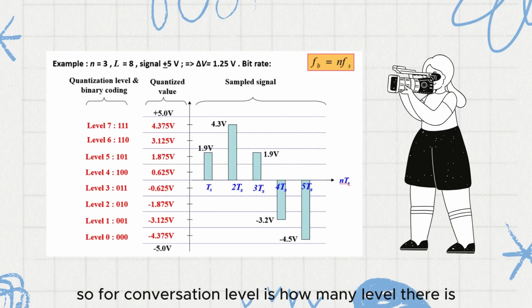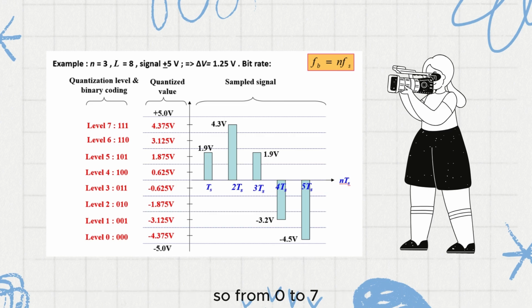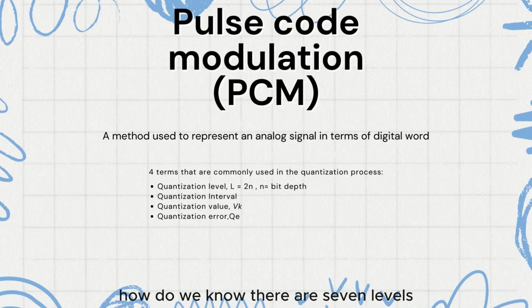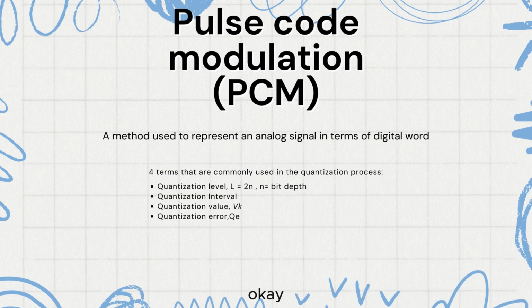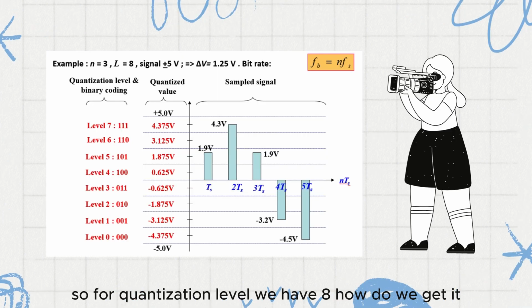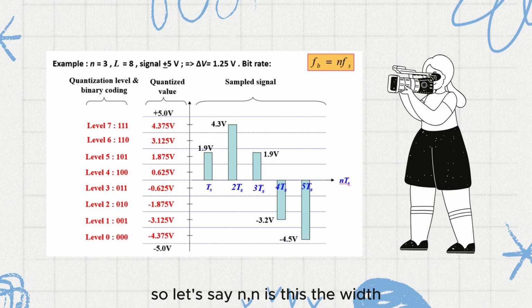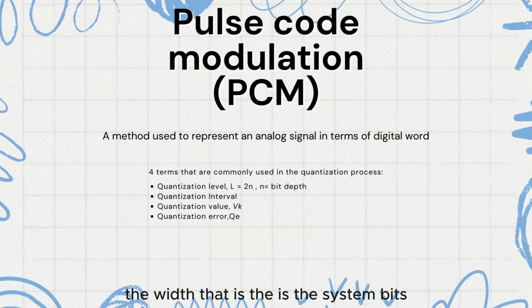So quantization level is how many levels there are. So from 0 to 7. How do we know there are 7 levels? Here is the formula. L means level and N means number of bits. Okay, so for quantization level, we have 8. How do we get 8? So let's say N is the bit. That is the number of bits in the system.